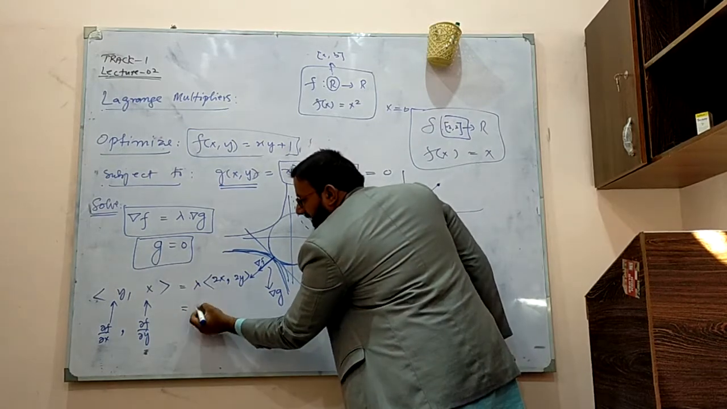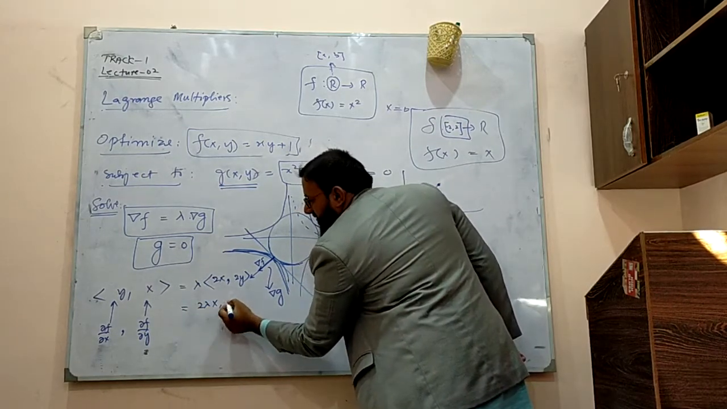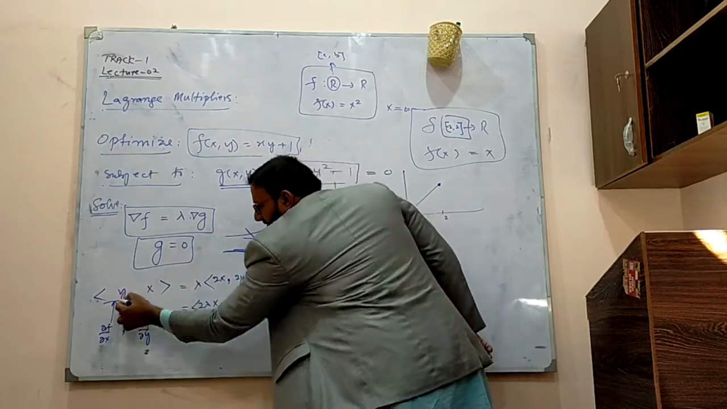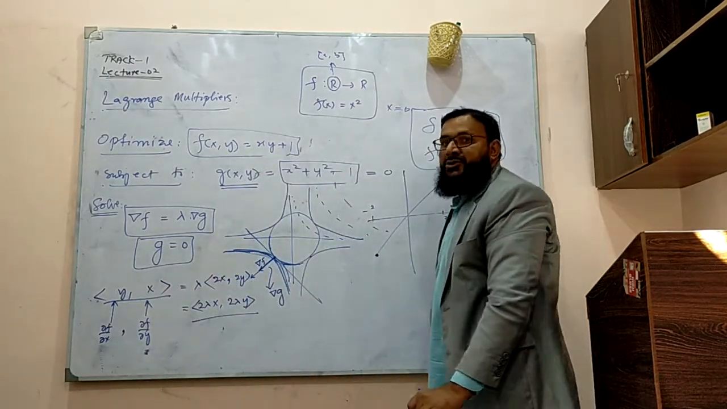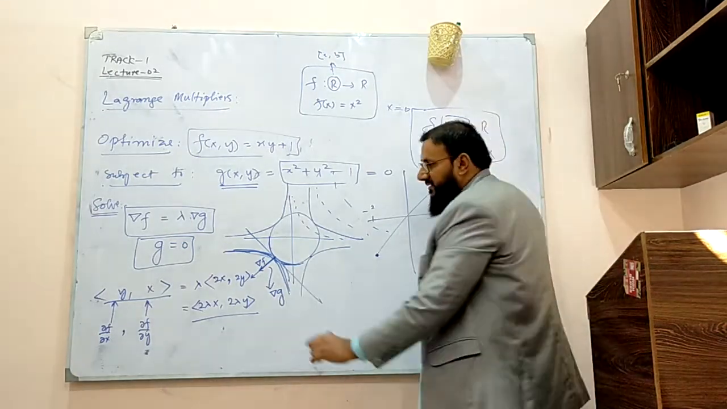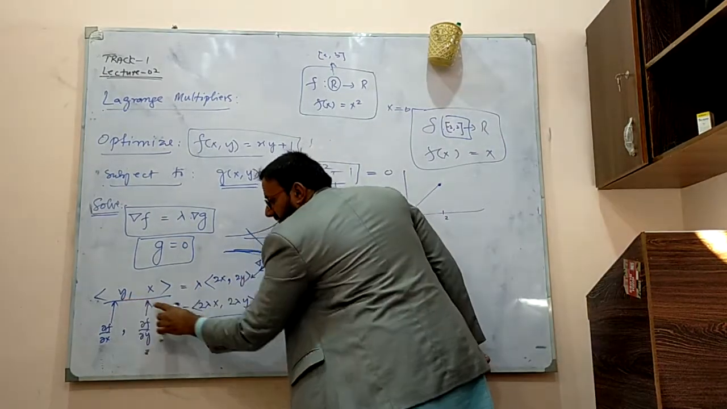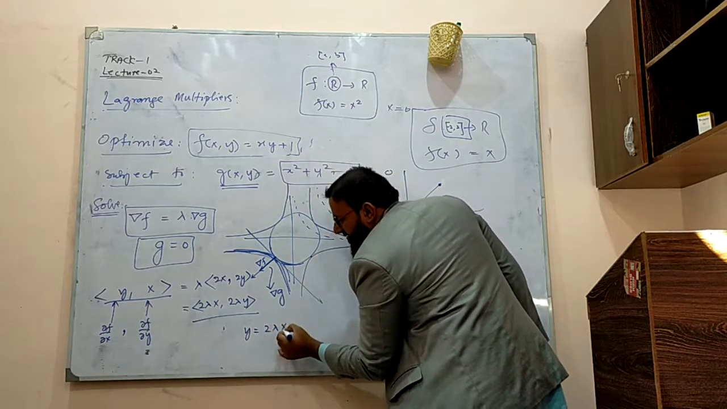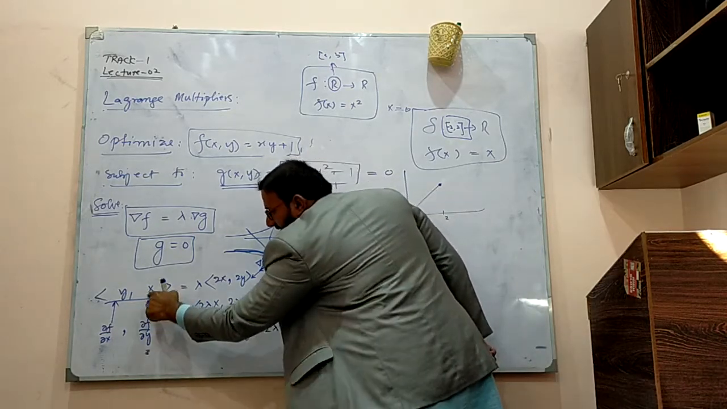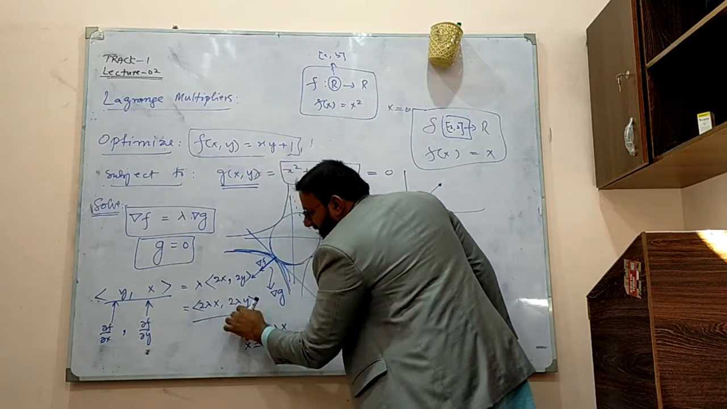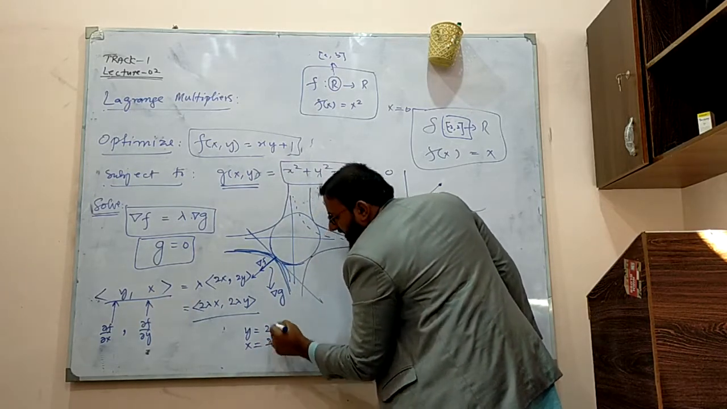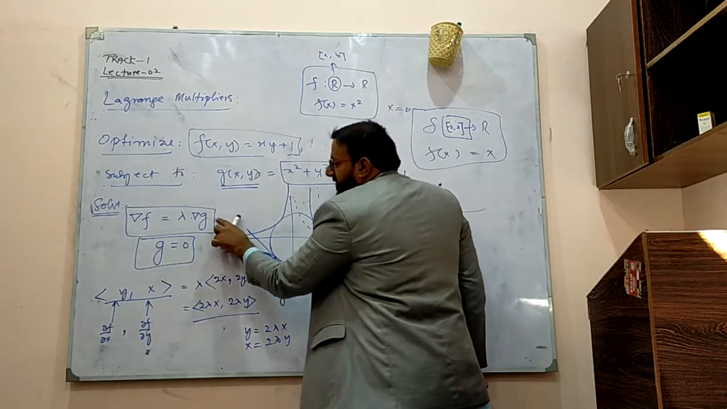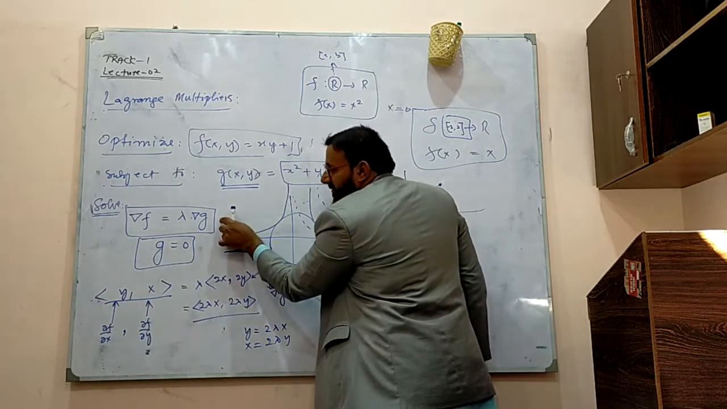You simply multiply lambda inside: 2 lambda x, 2 lambda y. You have this as a vector, this as a vector. You equate their components. What is the first component? 2 lambda y is equal to 2 lambda x. What is the second component? 2 lambda y. So this is like a system of equations which comes from only this.